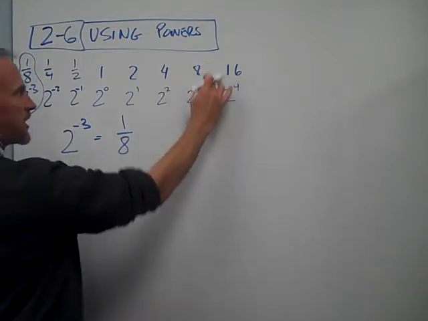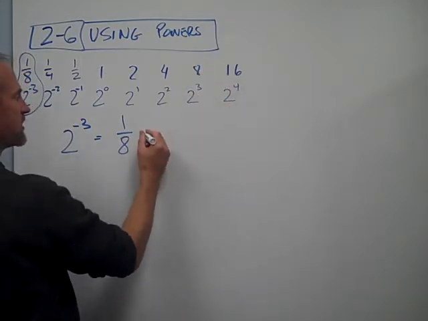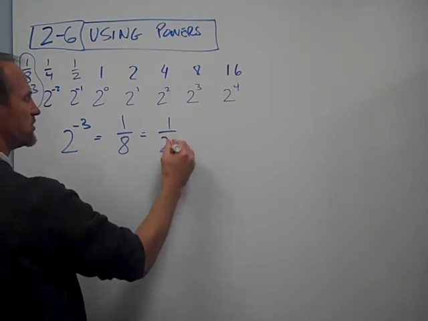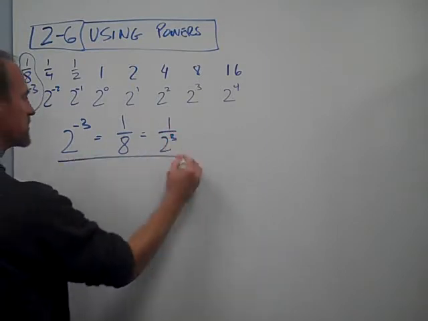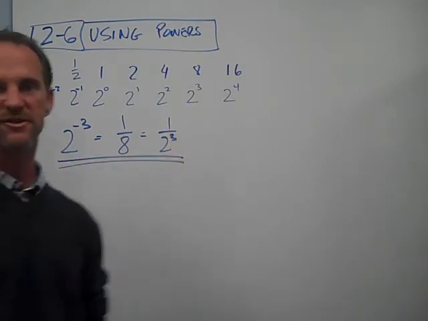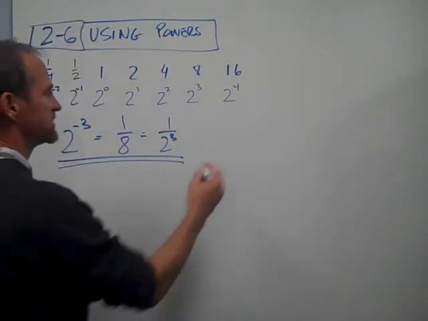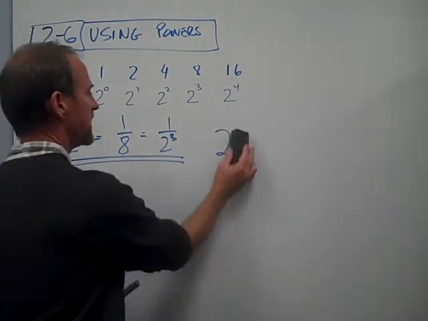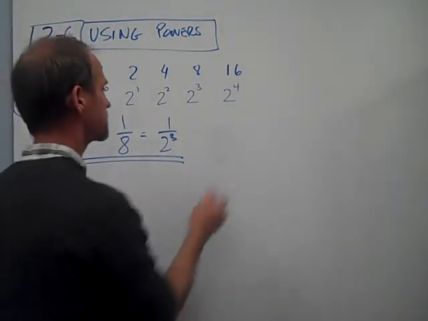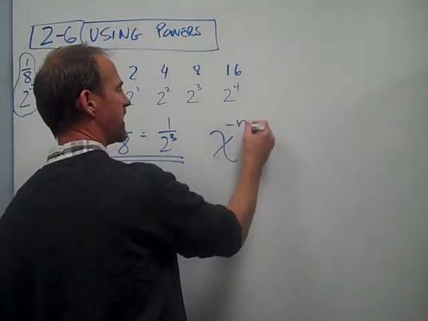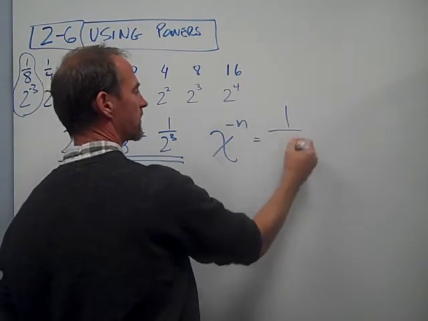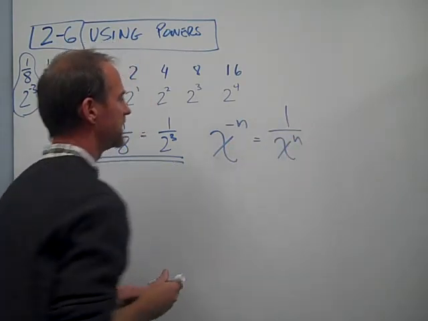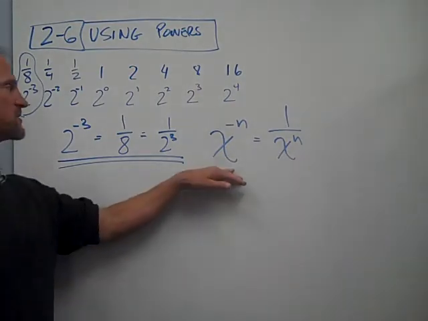Well, 8, as we found right here, is 2 to the positive 3, so we can write this as 1 over 2 to the third. All right? So this gives us one of our first key definitions for this section, and that is that any number, not just 2, but any value of x to the negative n is going to be equal to 1 over x to the positive n. In our case, the base number here, x, is 2.